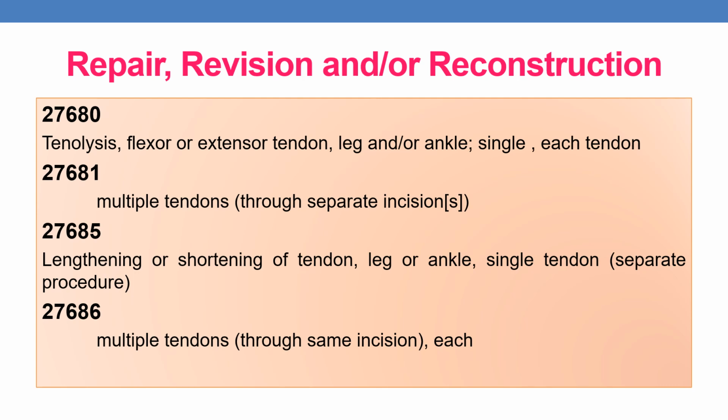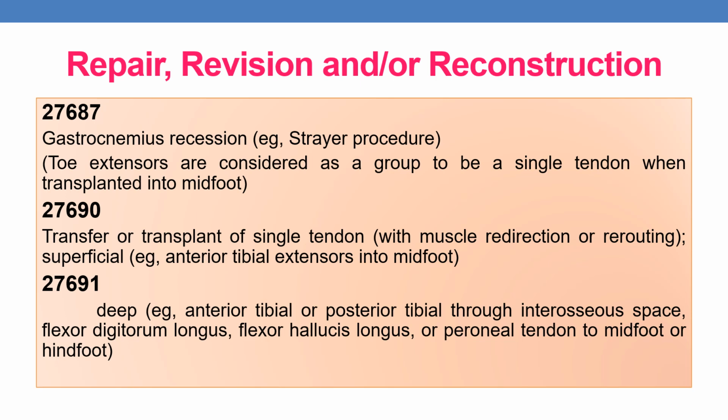The next CPT is 27685. It deals with lengthening or shortening of tendon, leg or ankle, single tendon. And for lengthening or shortening of multiple tendons through same incision, each, the CPT is 27686. The next CPT is 27687. It deals with gastrocnemius recession, that is Strayer's procedure.